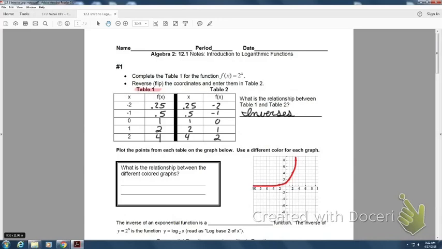Okay, and then I will do the table 2. And I've got 0.25, negative 2, 0.5, negative 1, 1, 0, 2, 1, 4, 2, and if I use, then I could also have that 8, 3 value.